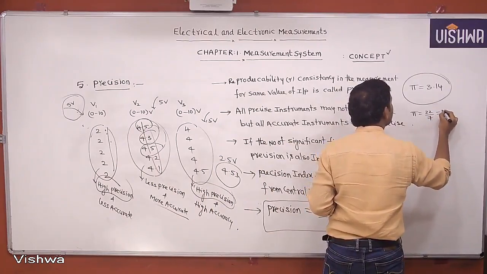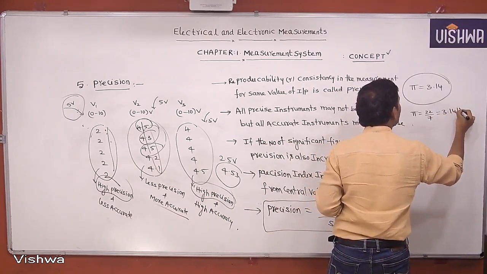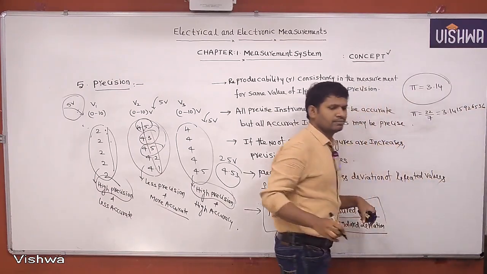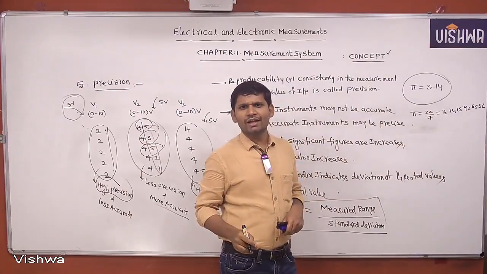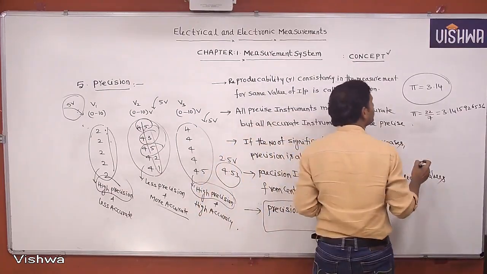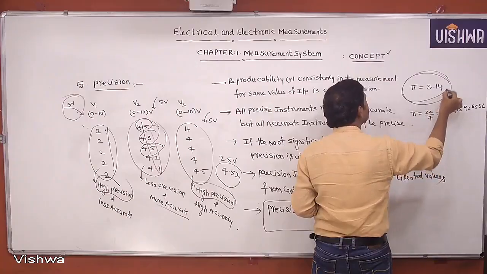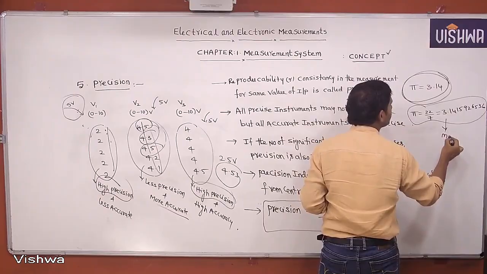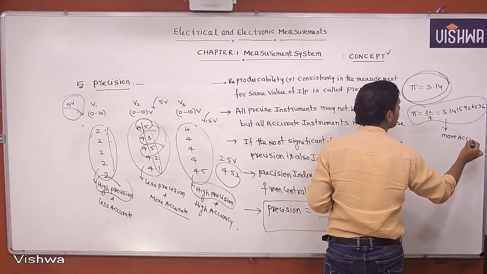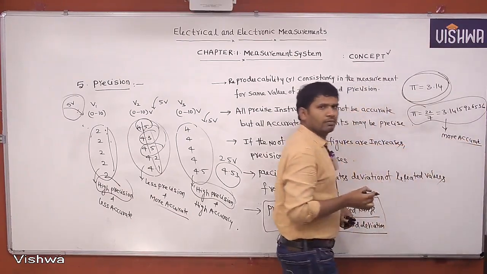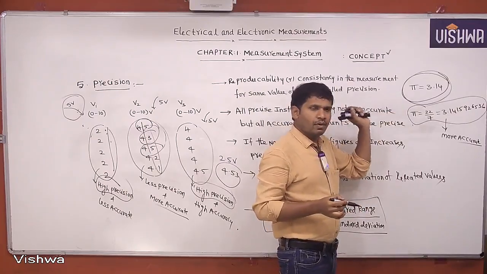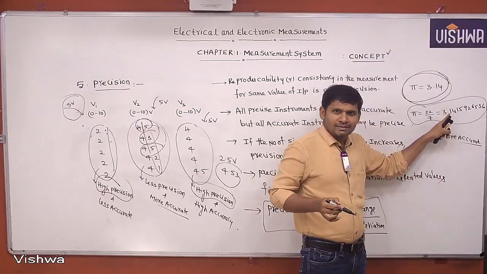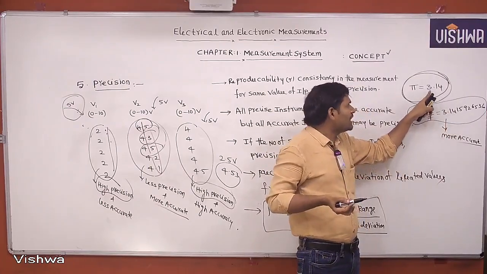This is 3.14115926536. This is the exact value of pi. Now tell me, is it more accurate? This is a more accurate value, but the other is less accurate. Now, here the number of significant figures are more or less? More. Here the number of significant figures are less.